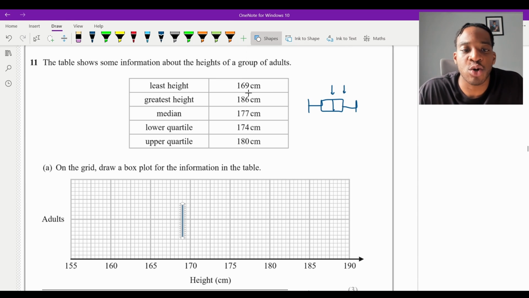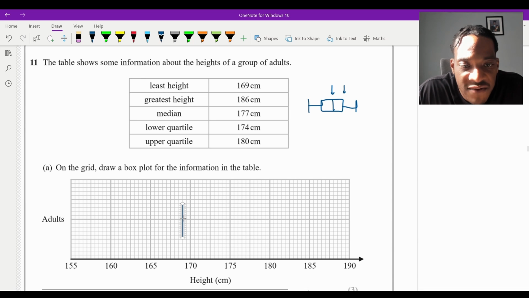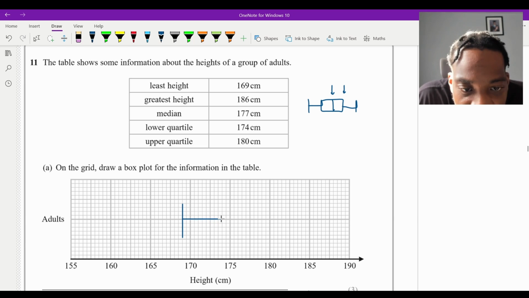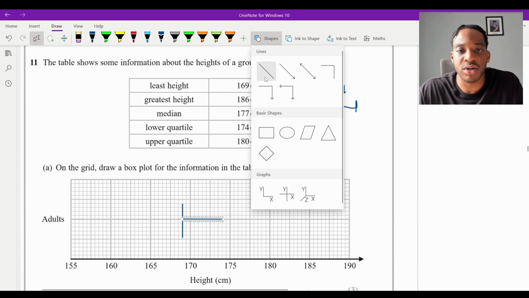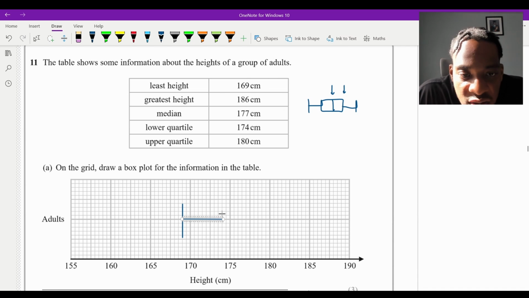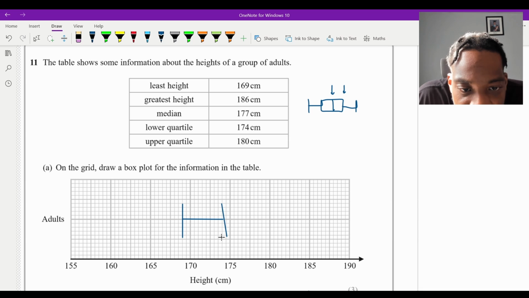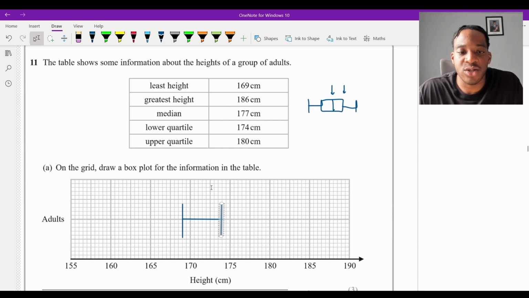And now we need to draw a horizontal line going to the lower quartile, isn't it? Which is going to be 174, which is going to be 2 before 175, which is going to be over here, right there. And that's going to be the lower quartile. Now I need to draw a box over this, which is going to be something like this, just something like that, and then I need to finish off this box.